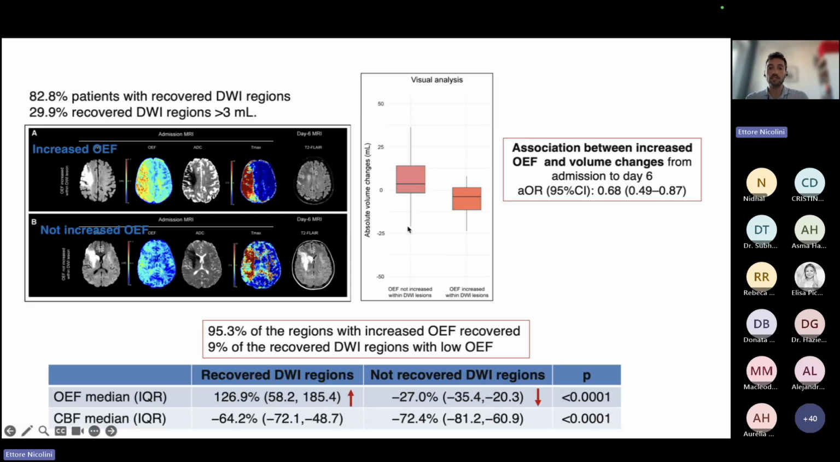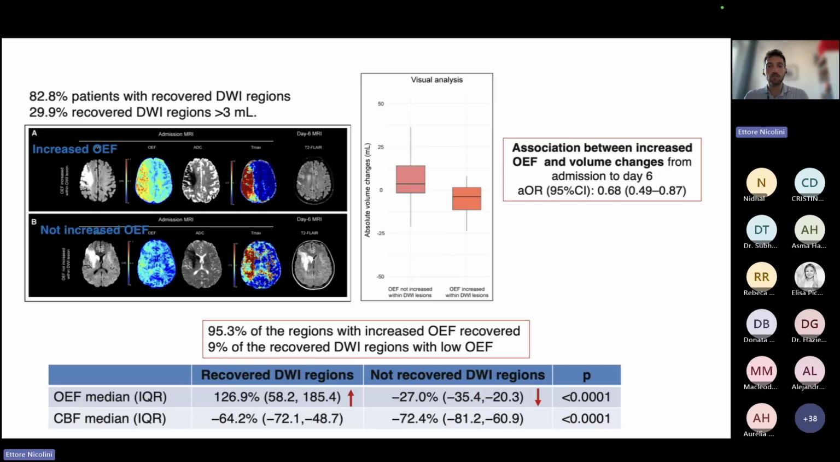From the graph, we can see that OEF in the recovered region was increased as compared to the not recovered region. And indeed, there was also an association between the increase of OEF and the final volume change. Most of the regions with increased OEF recovered, about 95%, while just 9% of the regions that recovered had a low OEF.